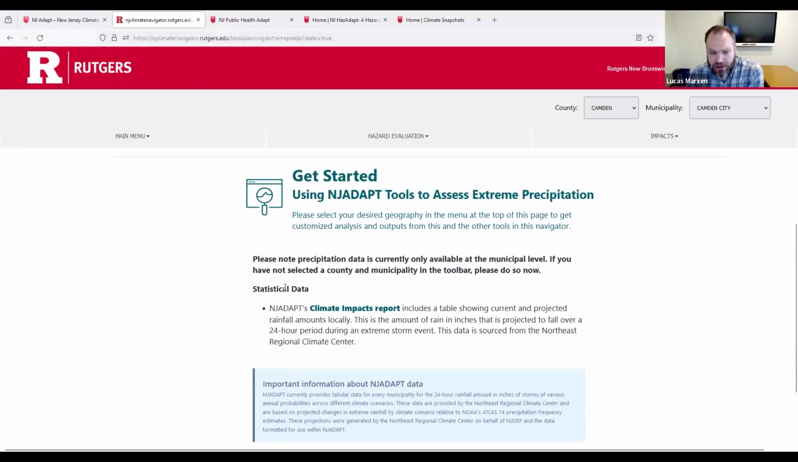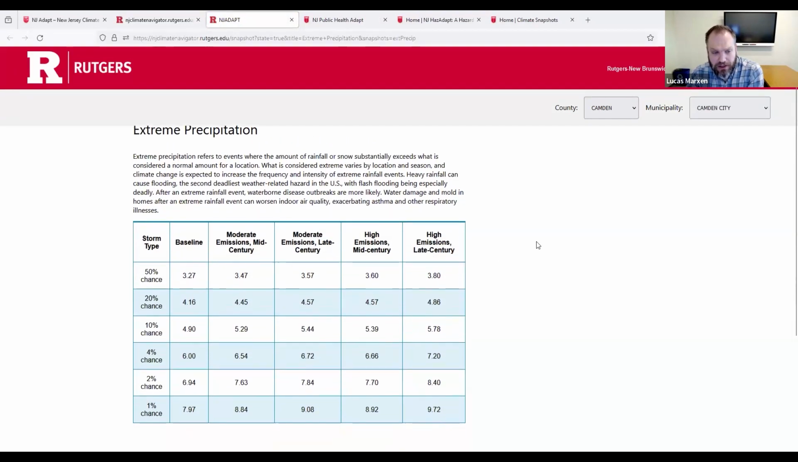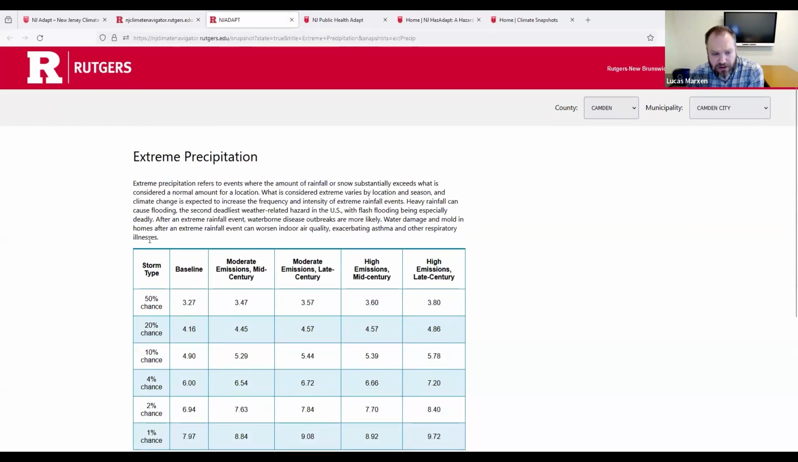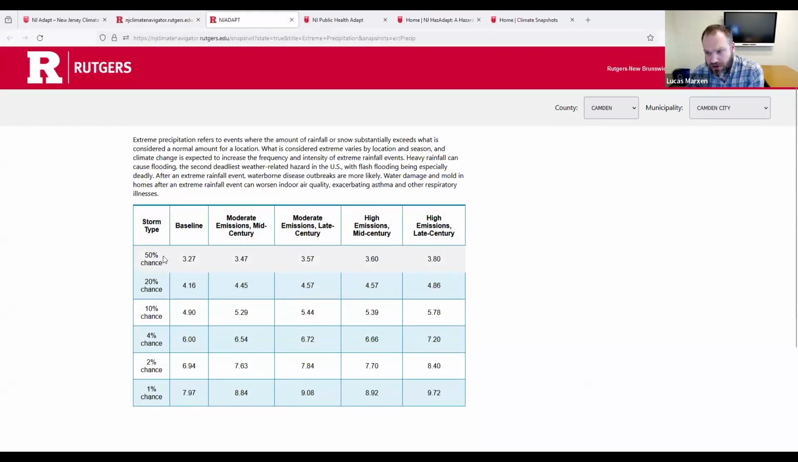One of the things we point to, under our statistical data, is our climate impact reports, which include tables showing current and projected rainfall amounts locally. When you click on that, you can see here, specifically for Camden and Camden County, we provide the different types of precipitation storm events, so the percent chance of each of those events occurring, whereas a 1% chance would be equivalent to a 100-year storm event.